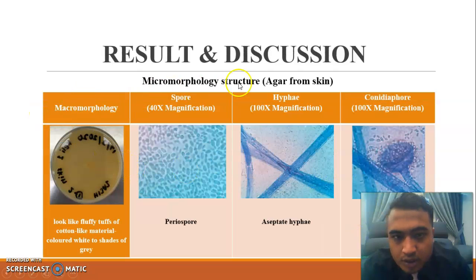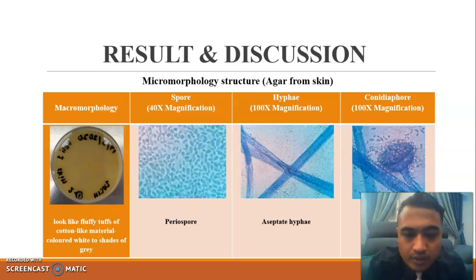For the macromorphology on the agar from skin, we can see they look like a fluffy tuft of cotton-like material, colored white to shades of grey. For the spore, they are periospore, and the hyphae are septate hyphae. For the conidiophore, there are four important things. The first is the hyphae here, the spore, the small one, the conidia, and this one is the conidiophore.